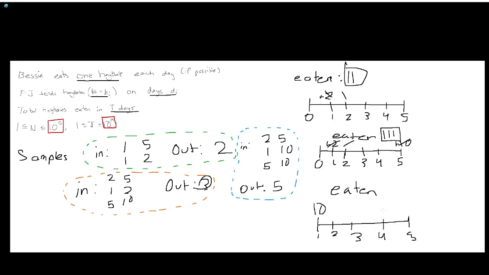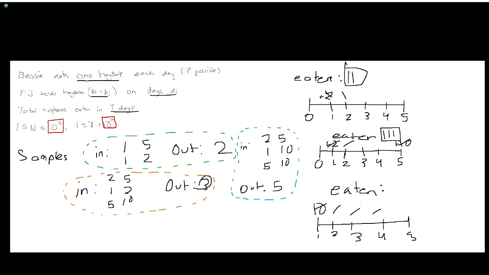So 10 hay bales. Trying to eat that, eat that, eat that, eat that. One thing I want you to notice is how we're just eating as much as we can. Sure, in the real example, Bessie could maybe wait till a different day, but this is just the most optimal way to think about it. Bessie just eats them as fast as possible, right? And this is the best one for that solution as well.